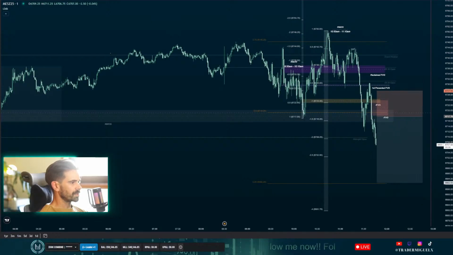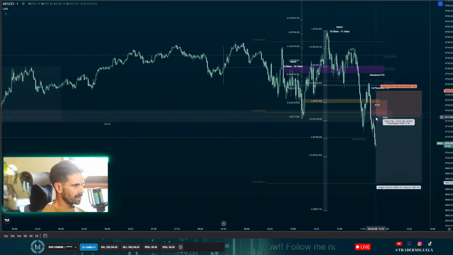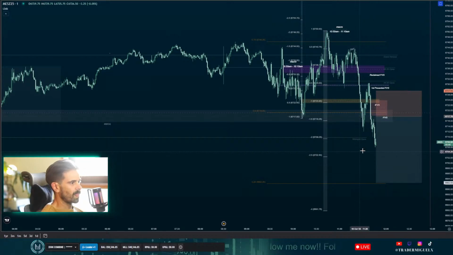That's unfortunate. That's really annoying. We missed the entry by about, yeah, one handle, about one handle. At this point we would have been about 1 hour already.